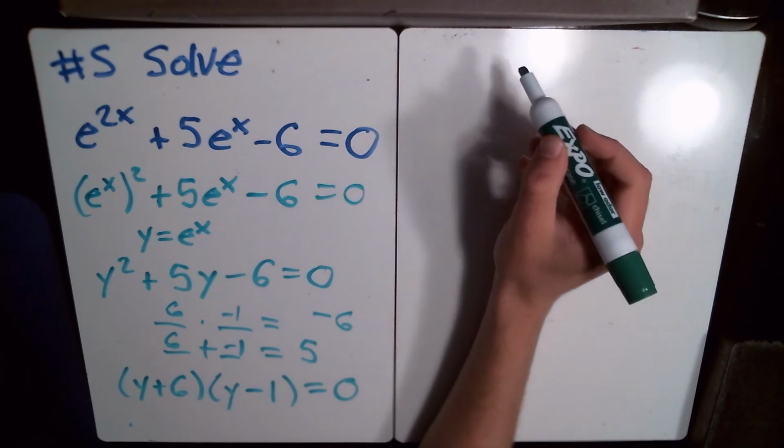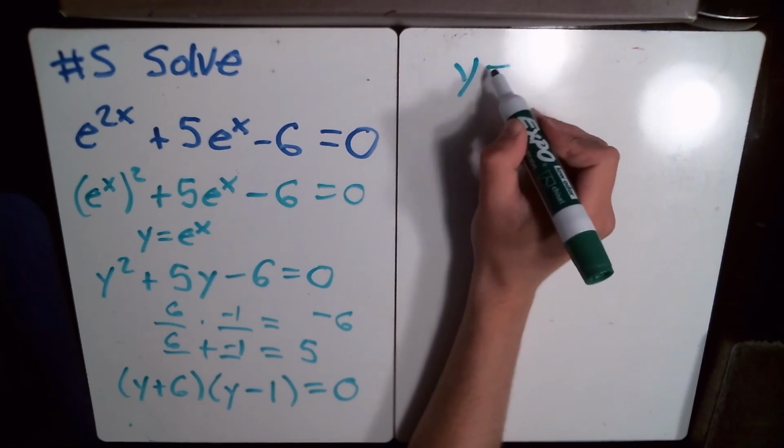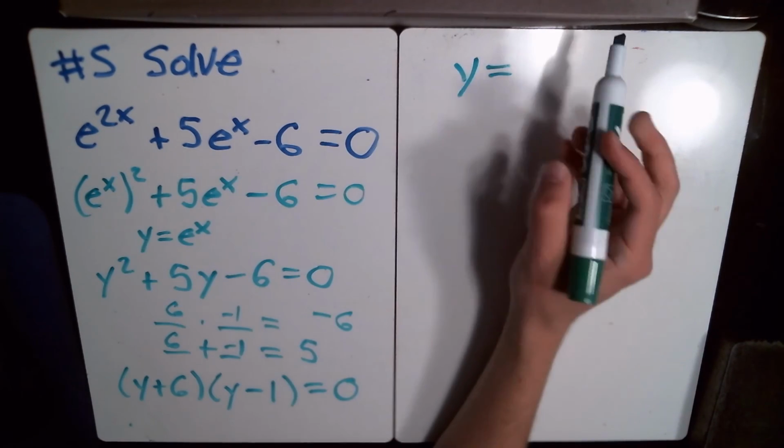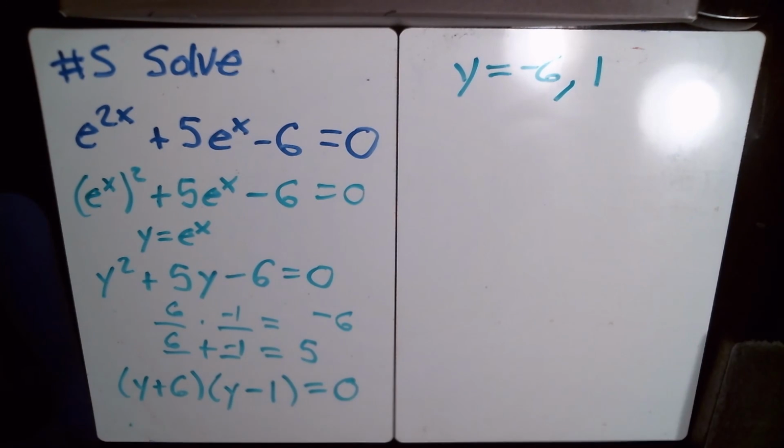So then, what are my solutions for y? Well, y will be negative 6 and positive 1. Okay, those would be my two solutions.